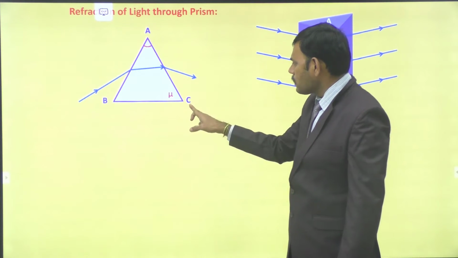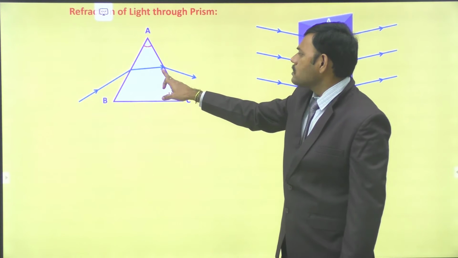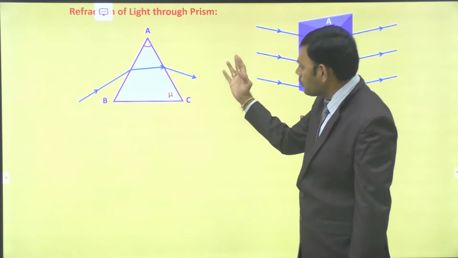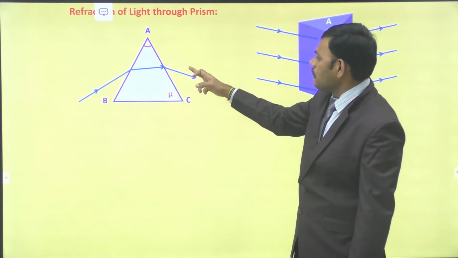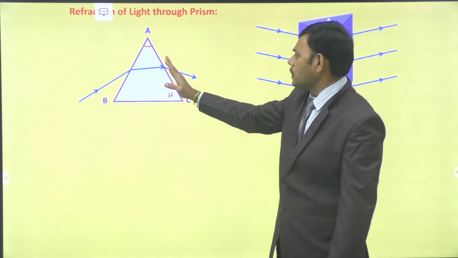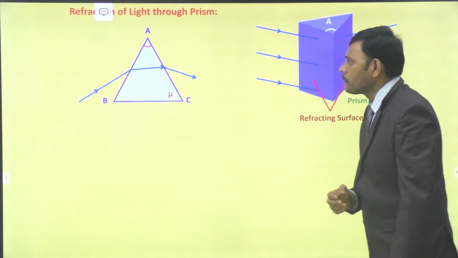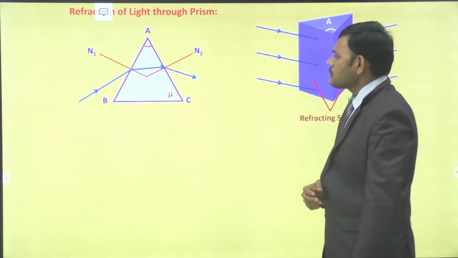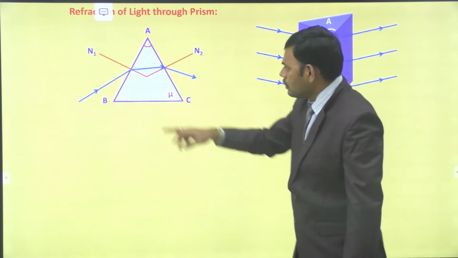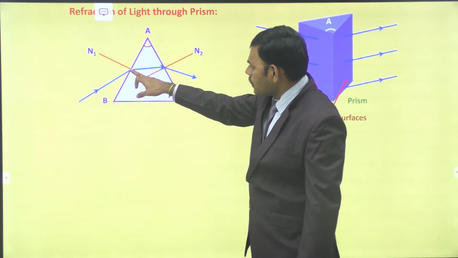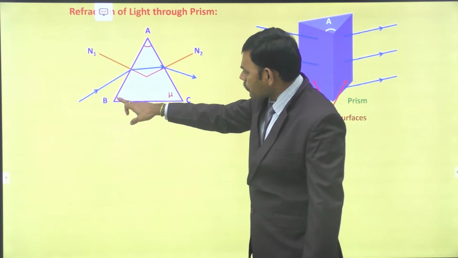At the second refracting surface AC, the light is traveling from denser to rarer medium, so it is refracted into the rarer medium. This is the light ray refracted at the second refracting surface, traveling from the prism to the air medium. So here let us draw two normal lines. This is the normal line drawn at the point of incidence on the first refracting surface.